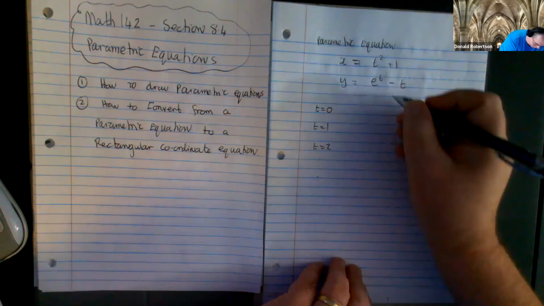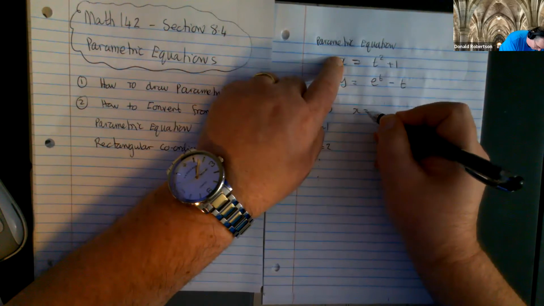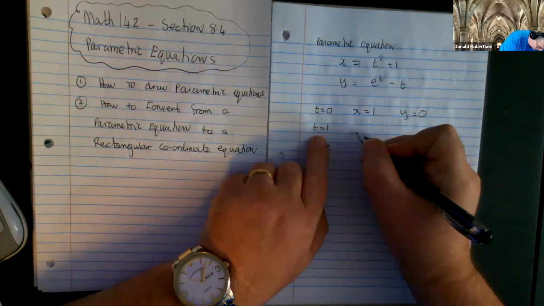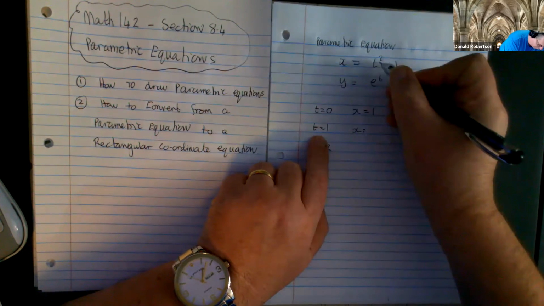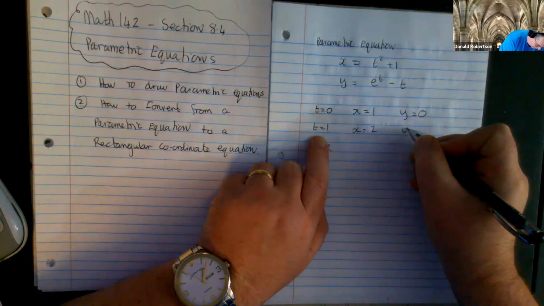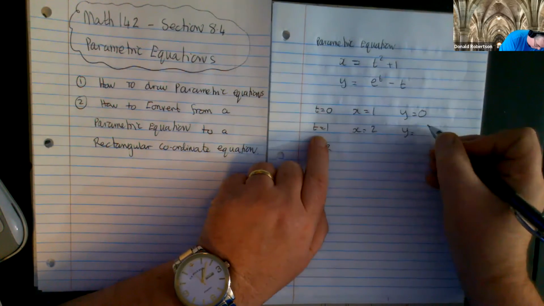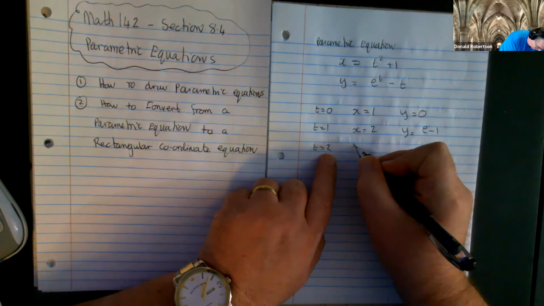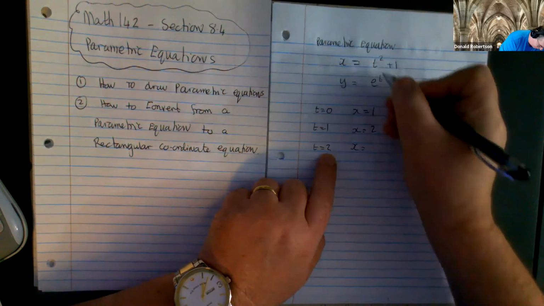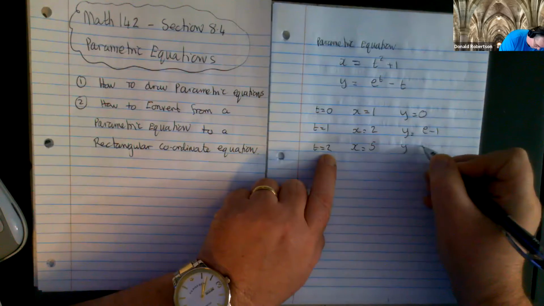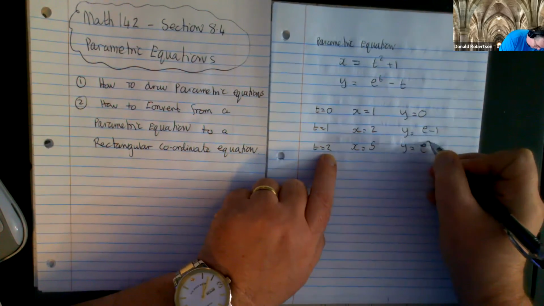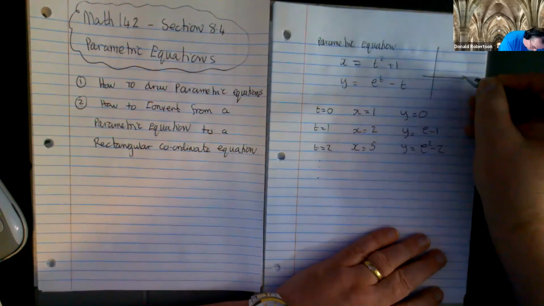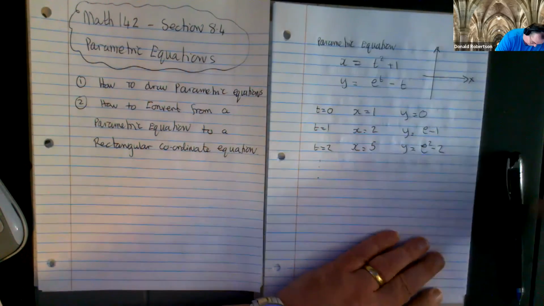At t equals 0, you can find the x coordinate and you can find the y coordinate. And then at t equals 1, you can find the x coordinate. 1 squared plus 1 is 2. The y coordinate is e take away 1, which I'll just write down like that. When t is 2, the x coordinate is 5, and the y coordinate would be e squared take away 2. And if you plotted them, you'd have something like this.